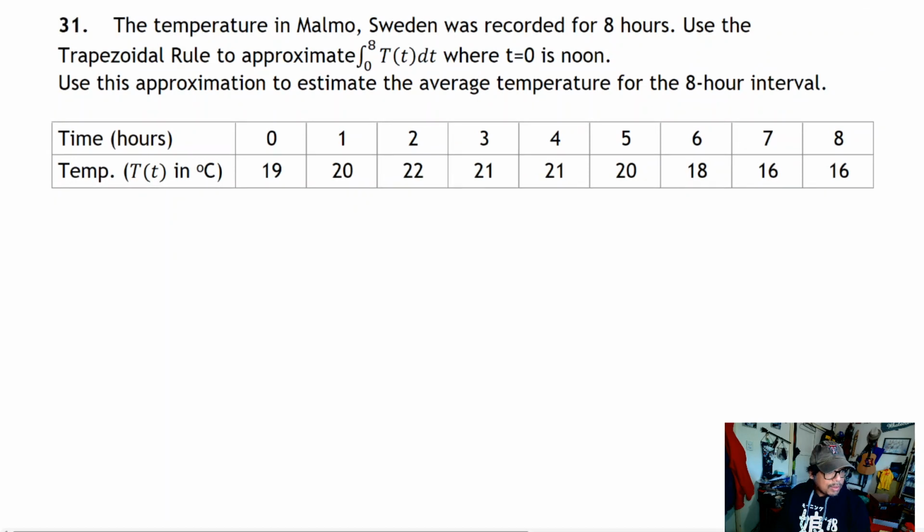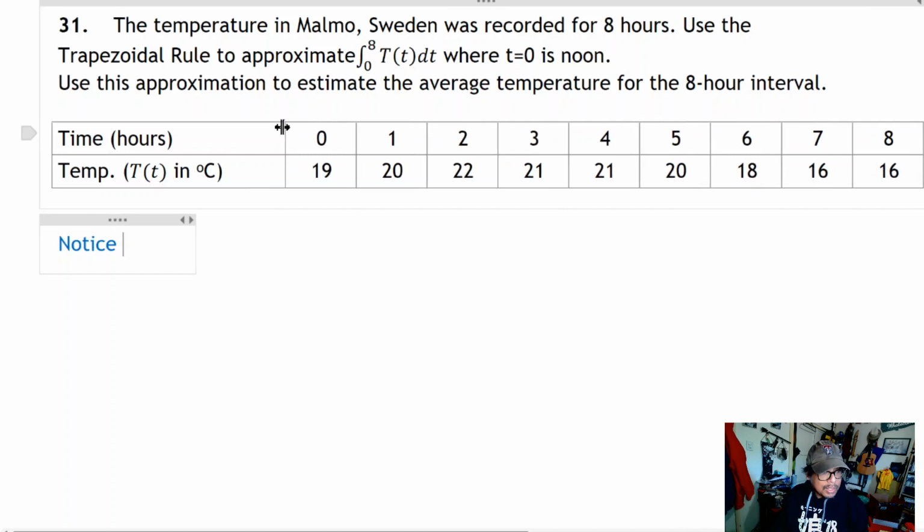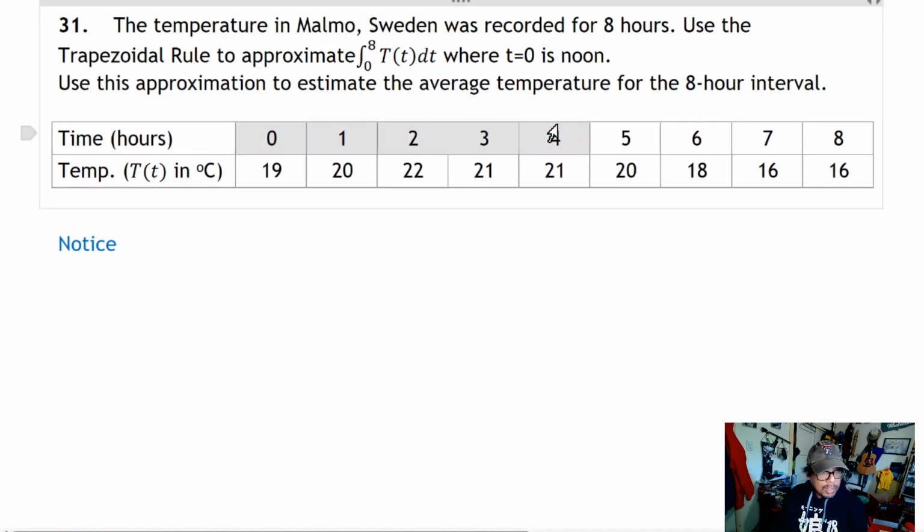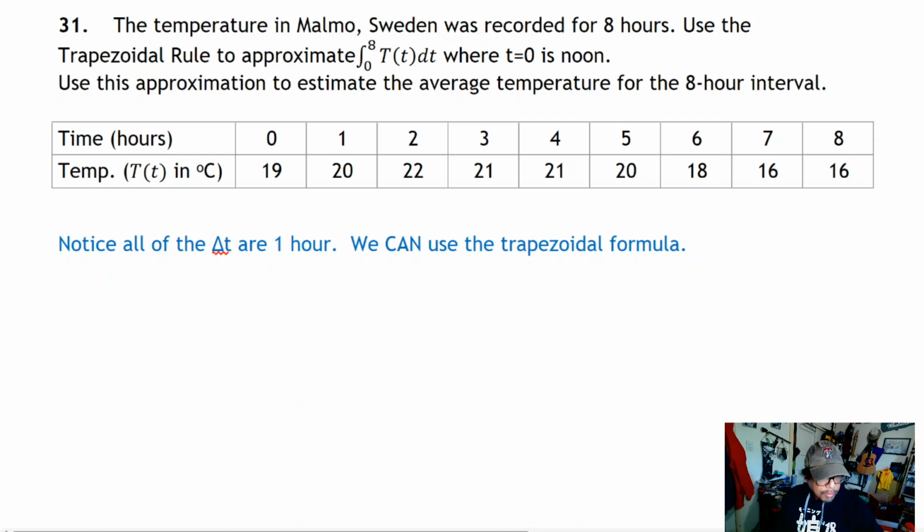We're going to notice a few things. The delta t's here, the difference between each measurement, is a difference of 1 hour. So we have a delta t of 1 hour. That's an important fact for us because it means we can use the trapezoidal formula and we don't need to mess around too much with anything else. Put that in plain English, it means that I'm not going to make a chart here. I'm just going to use the trapezoidal rule.